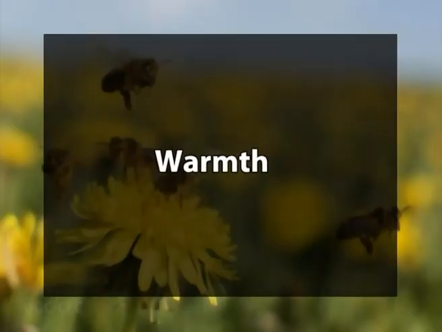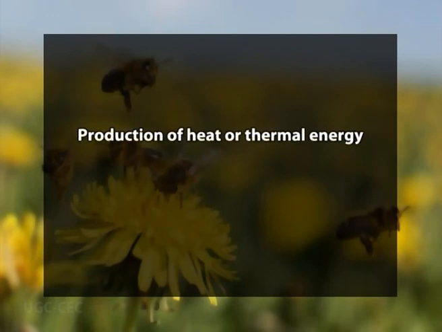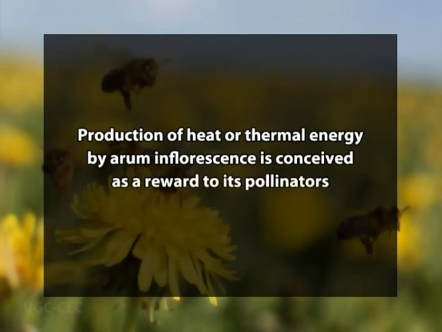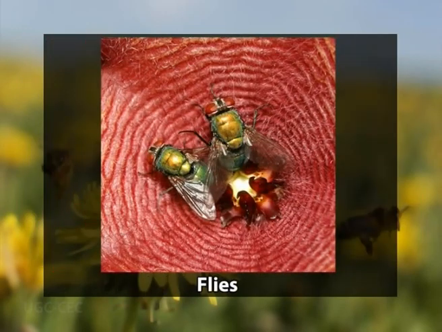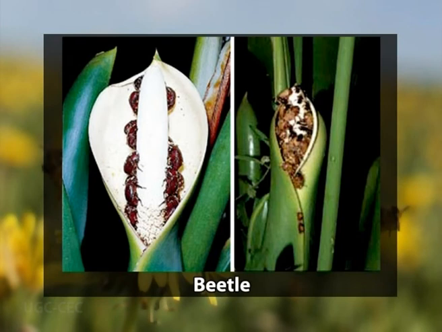reward. Warmth. The production of heat or thermal energy by arum inflorescence is conceived as a reward to its pollinators. The heat produced by the flowers warms the pollinators and thus modifies their behavior. Protection. Insects find protection in the blossom. This makes some insects such as thrips, small flies, beetles, etc. to spend more time in the flowers and thus carry their pollination.